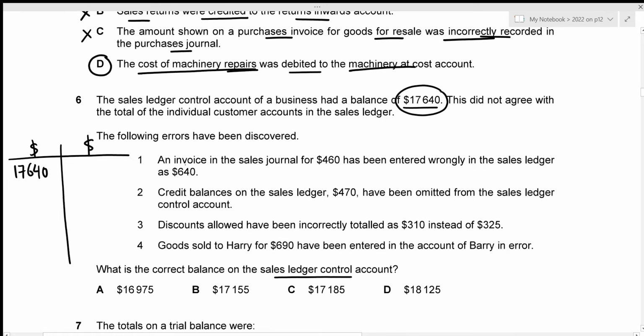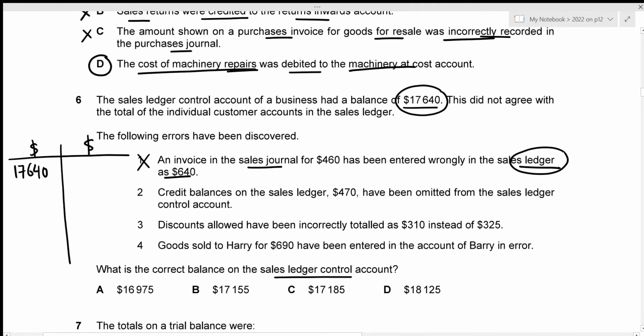Now, the first error we have is an invoice in the sales journal for 460 had been entered wrongly in the sales ledger as 640. Remember that we are preparing the sales ledger control account, and while preparing it, our basis is going to be the journal and not the ledger, which means that this error in the sales ledger will not affect our sales ledger control account. So we can just completely ignore the first error.